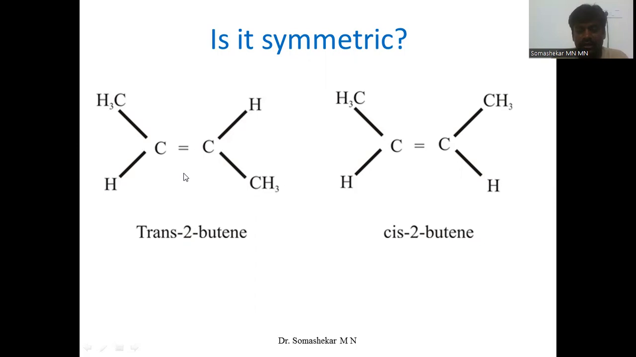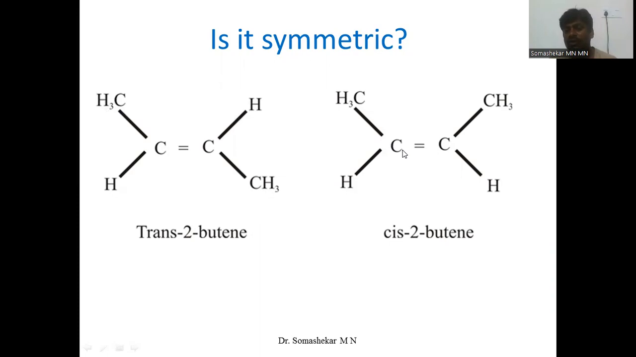Next, I will try to cut the other way, that means horizontally. So I will cut like this. If you cut the molecule like this, horizontally, right? This hydrogen is not the same as the other part. Here there is a methyl group. Here also hydrogen is here, and this side it is a methyl group. That means it is a different group. That's why there is no symmetry in this molecule.